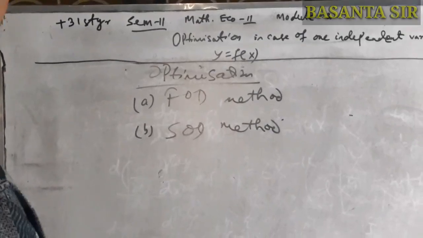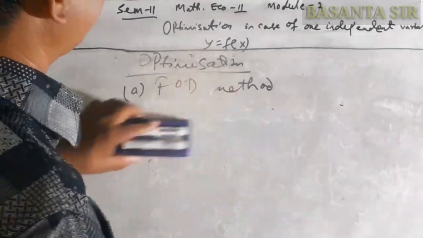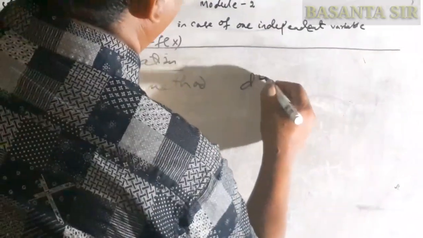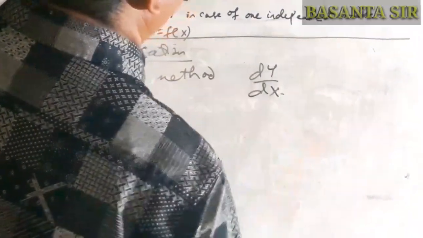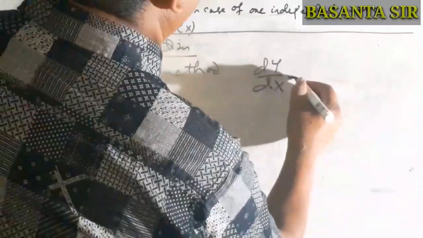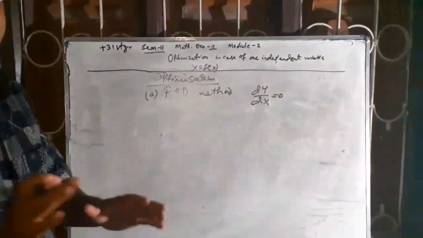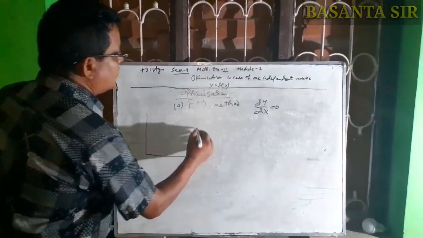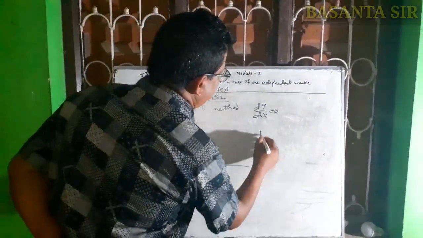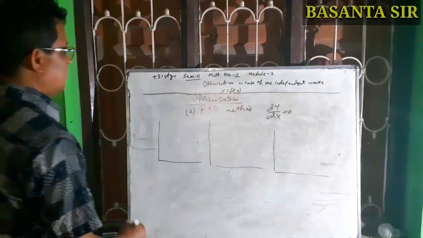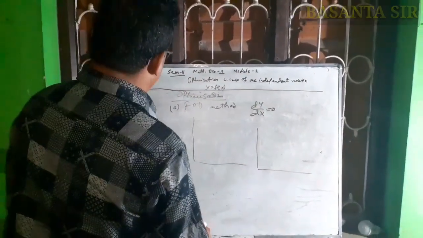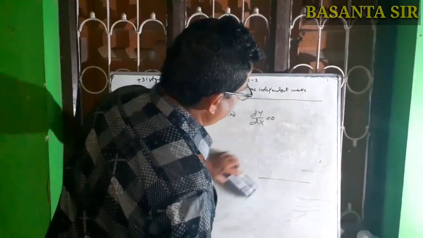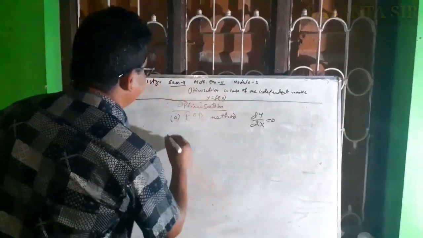Now we will switch over to the first order derivative method. That means we take only dy by dx equal to 0 and find the value of x. I draw a diagram now to clear our notion, our idea.